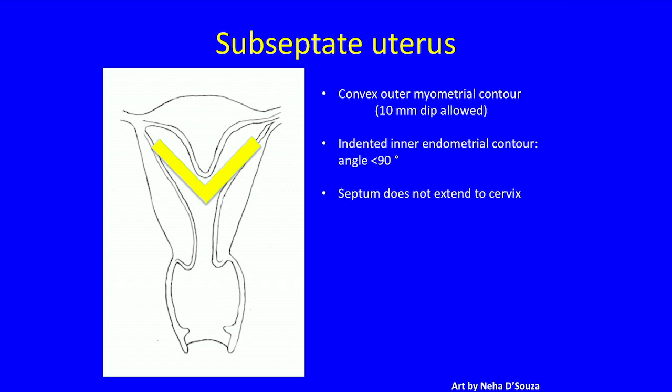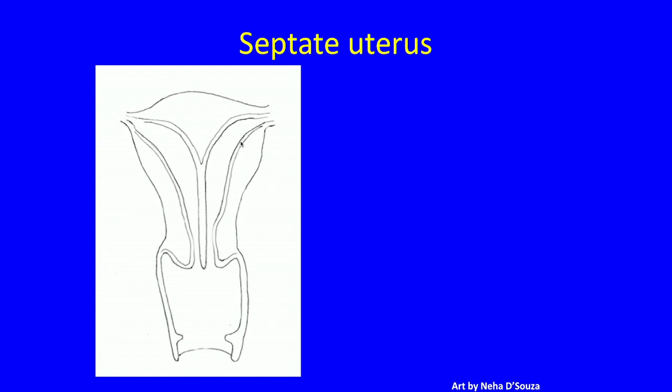The septum does not extend to the cervix. That makes it subseptate as opposed to septate. And there are two cavities at the top, one there, one there. Two interstitial portions of the fallopian tube, and that is different to a septate uterus.